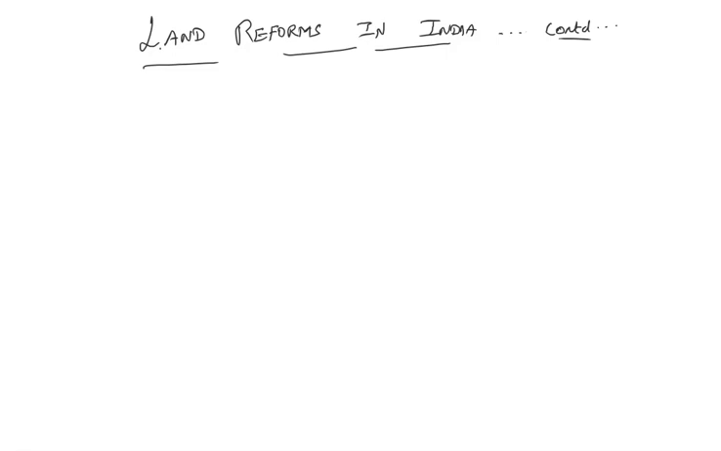Out of that, the first one was abolishing all the intermediaries that were introduced by the Britishers: the zamindari system, ryotwari system, mahalwari system. The government removed all those intermediaries between 1951 and 1960.